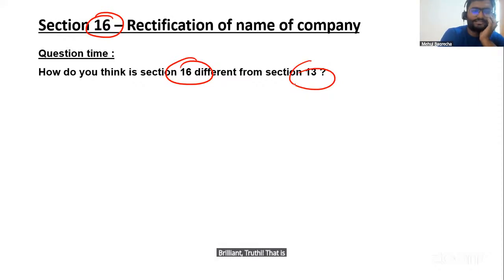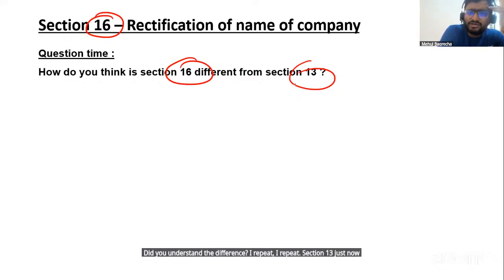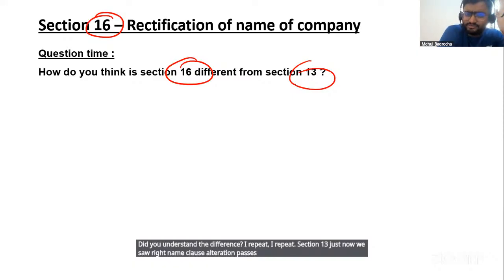That is the answer. Sit straight, everyone. Section 16 is shut up and change your name. No option. Section 13 is change your name if you want to. Did you understand the difference? I repeat. Section 13, just now we saw, right? Name clause alteration, pass a special resolution, central government approval will be given and you will go ahead and change your name, Grofers to Blinkit.